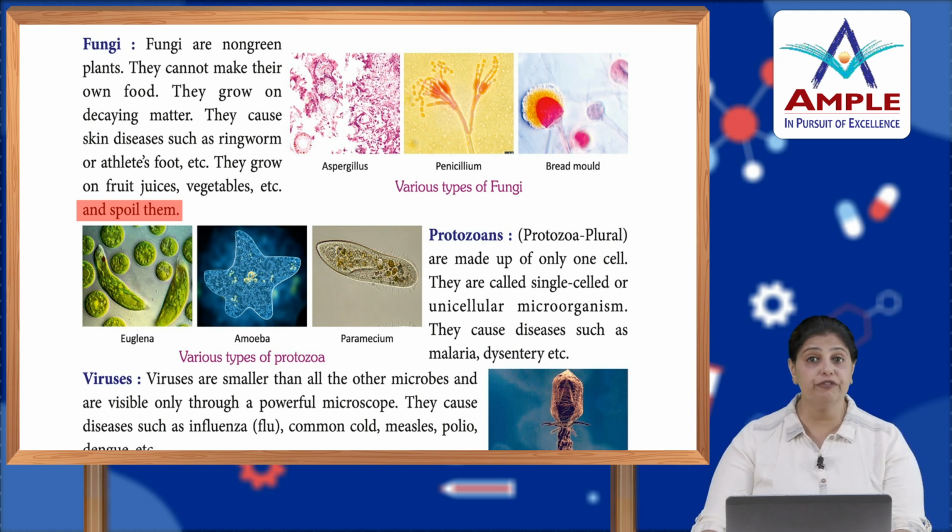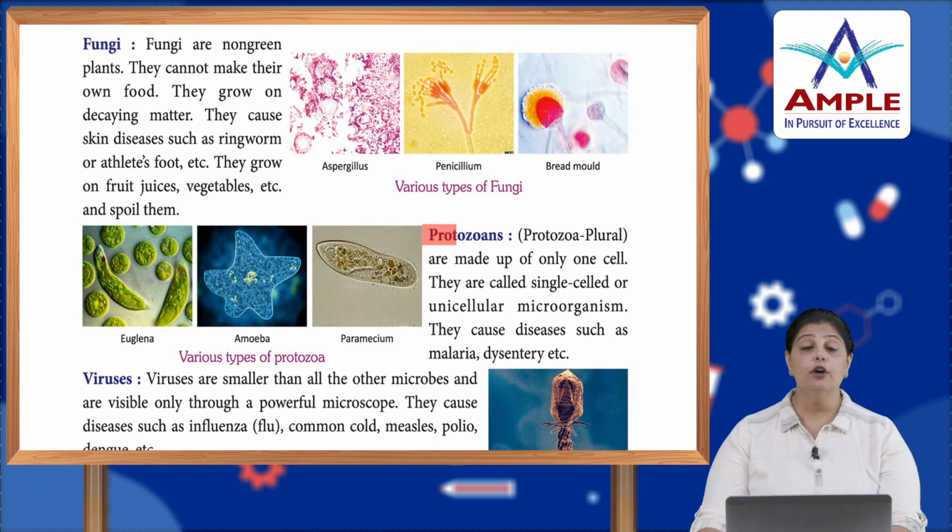Now, there are different types of fungi also, like aspergillus, penicillium and bread mold. So, when a bread gets expired, you will see a greenish layer come on that. If any bread is spoiled or expired, you will see a greenish bluish layer on it. So, that is nothing but fungus.